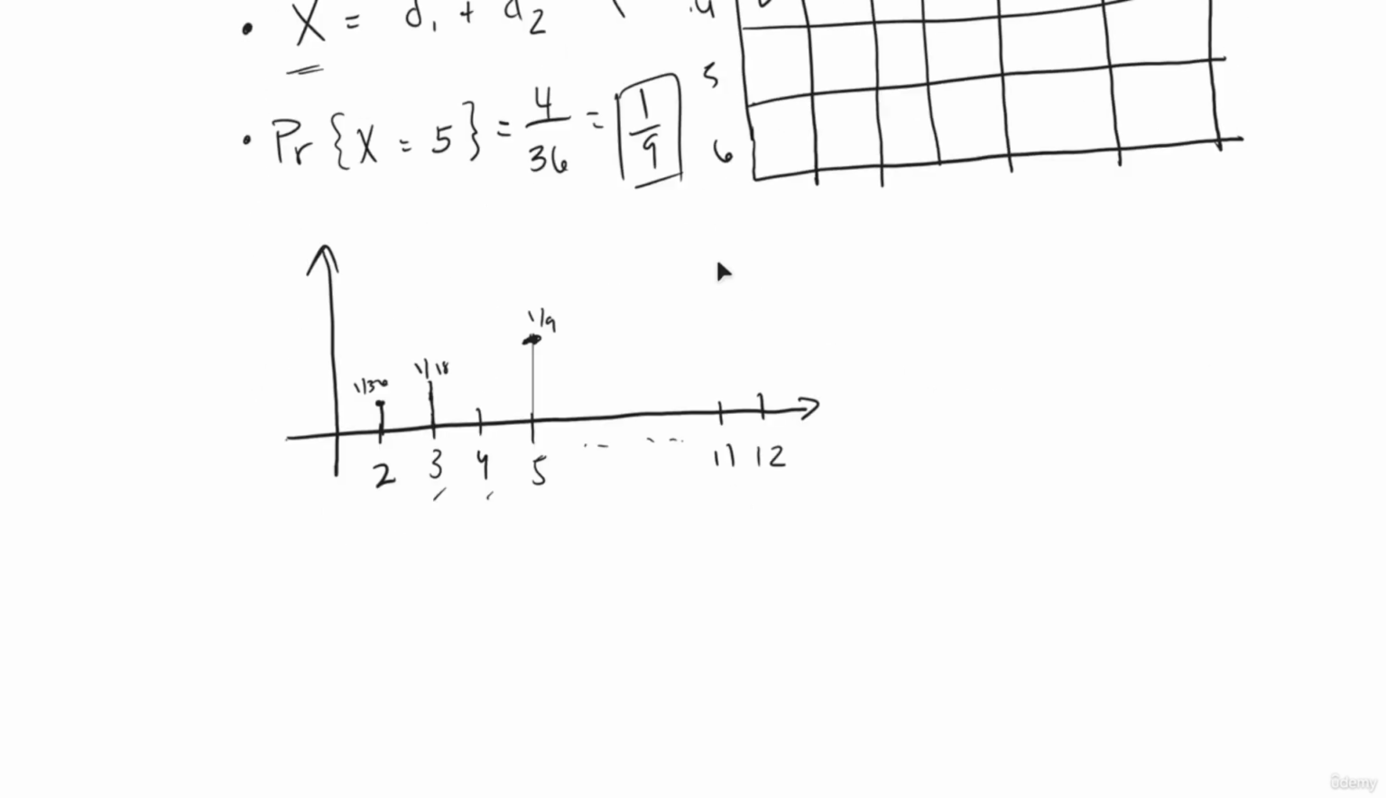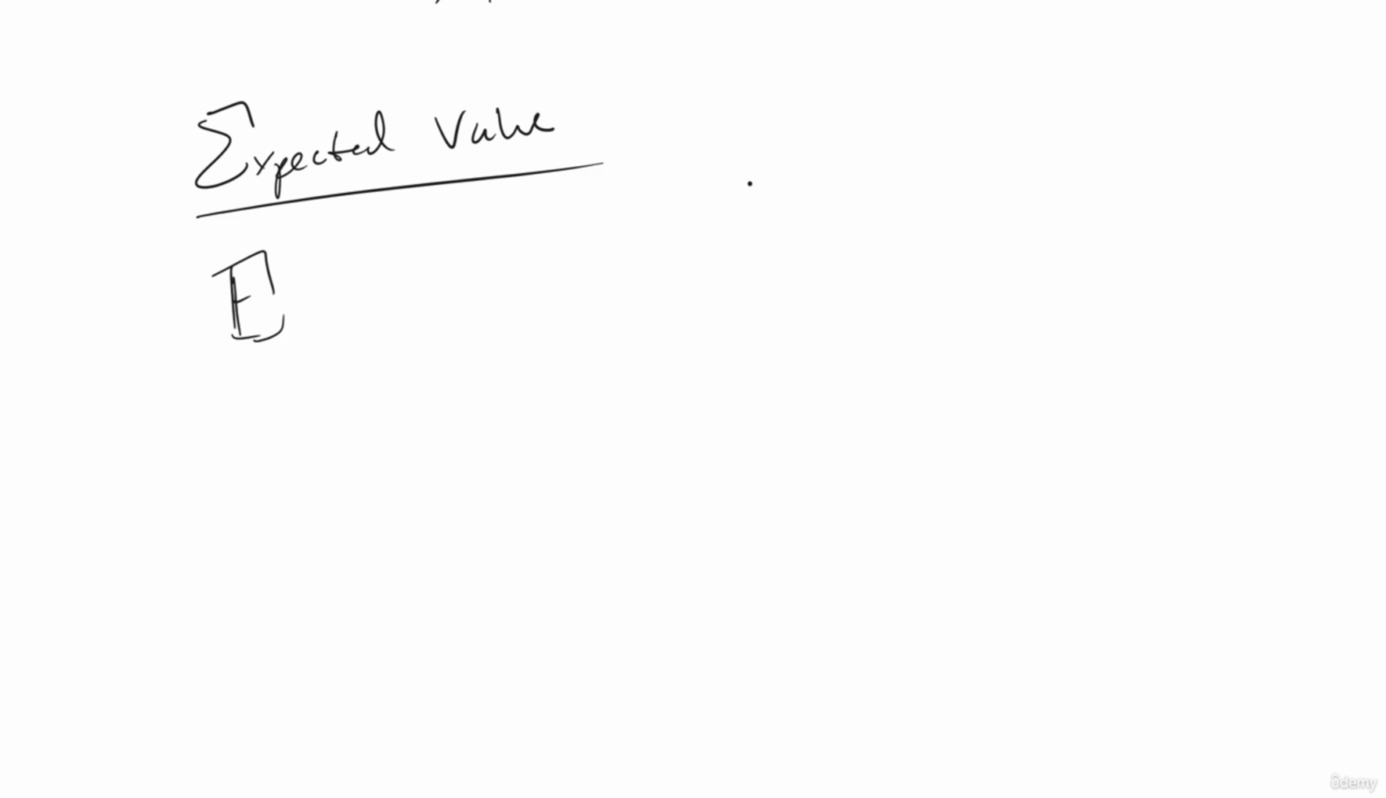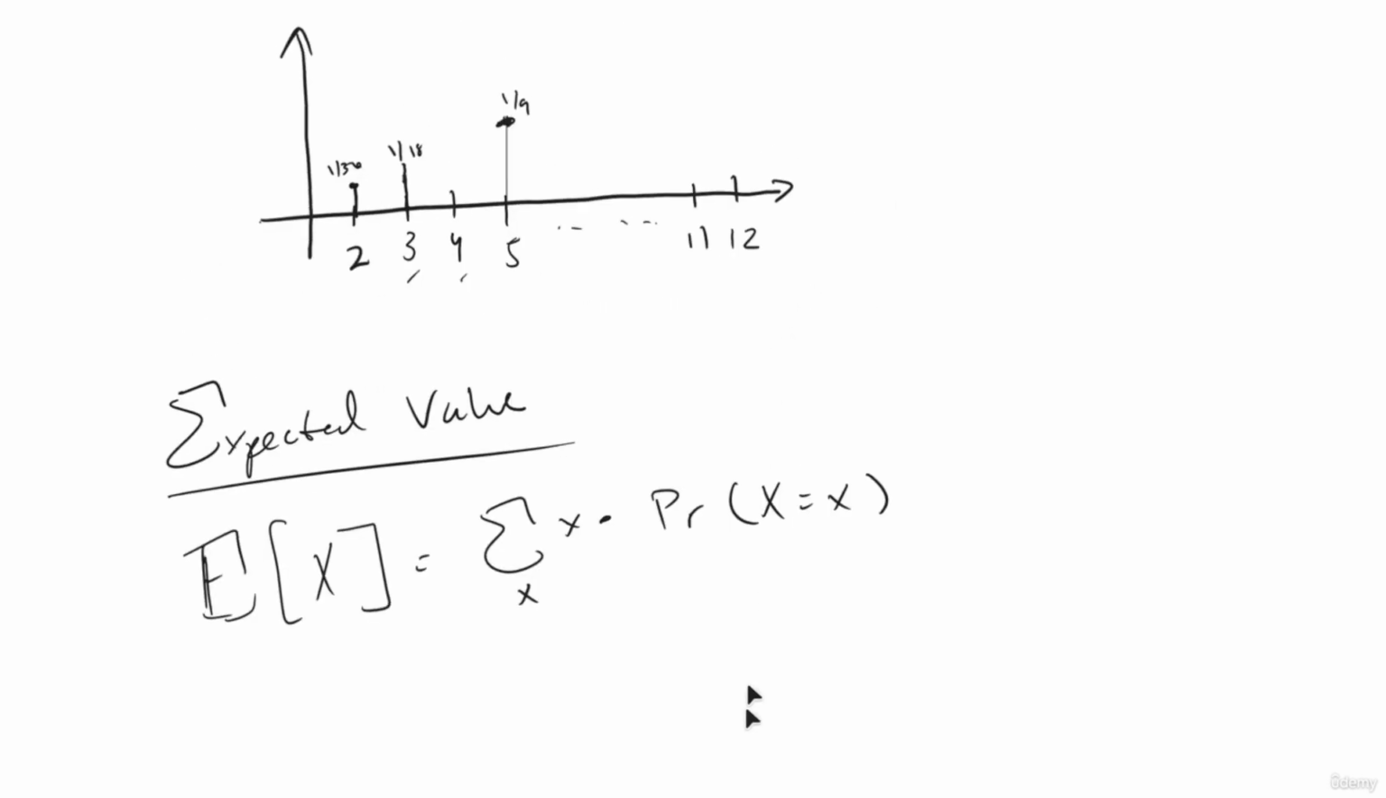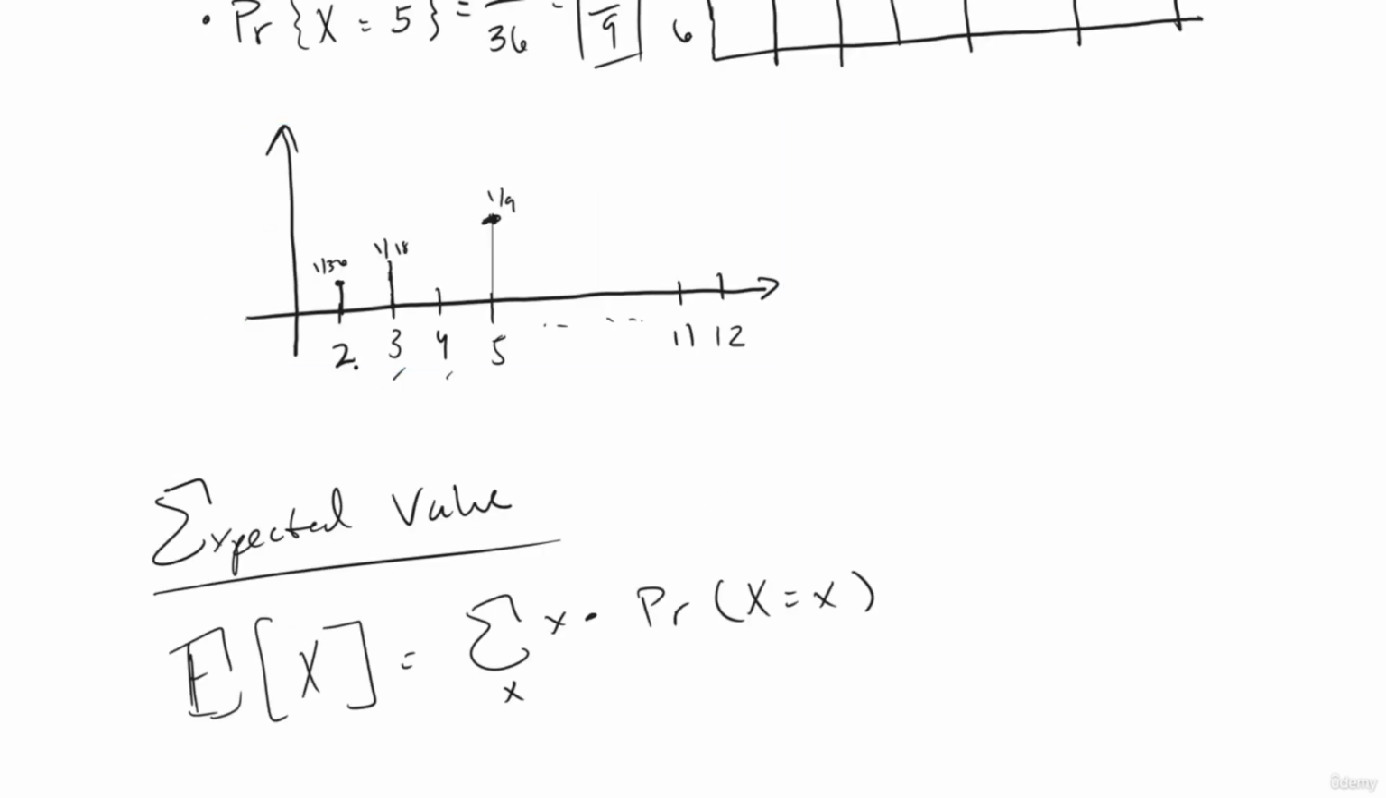One last thing that I want to teach real quick is that we can calculate the expected value. You can also calculate a variance, but this is probably the most important. The expected value is written like this. The expected value of a random variable is just going to be the sum over all possible events x of x times the probability that this random variable is actually equal to x.